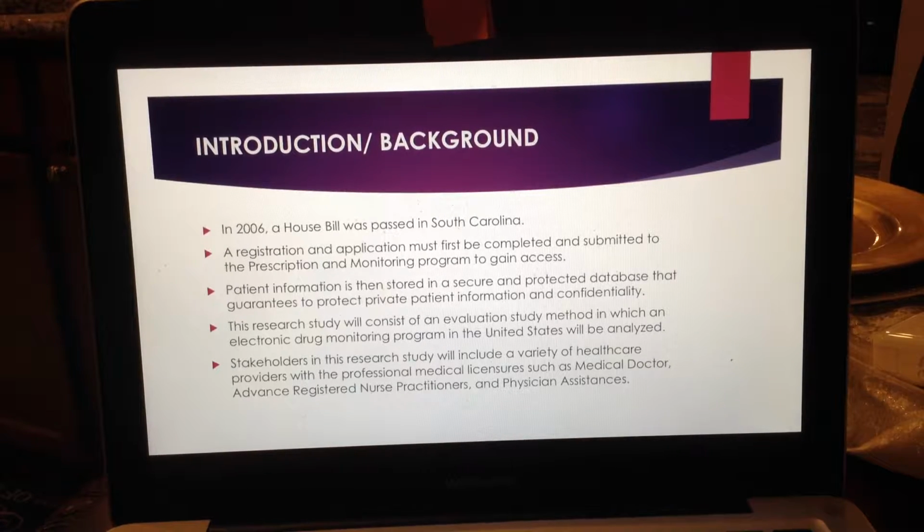For my introduction, I'm just going to give you a quick background on the SCRIPTS application database. In 2006, a House bill was passed in South Carolina that required healthcare professionals such as practitioners and pharmacists to use an electronic or manual form to identify the dispensing of controlled substances between different categories and classes. A registration and application must first be filled out by the healthcare provider to gain access to the SCRIPTS application. This was started by the Department of Health and Environmental Control.